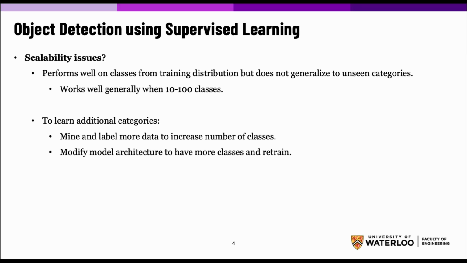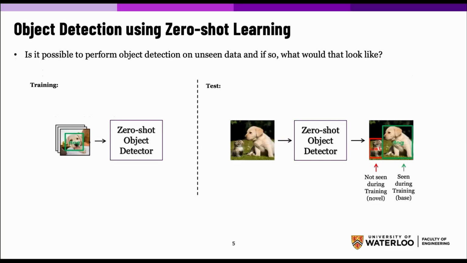But if you think about the process of adding more classes and improving generalization, it's expensive because not only do you have to mine and label more data, which is costly, but you also have to think about your model architecture. Adding more classes requires you to change it and then retrain as well. So the question presents itself: is it possible to perform object detection on unseen data and do it well? And if so, what does it look like?